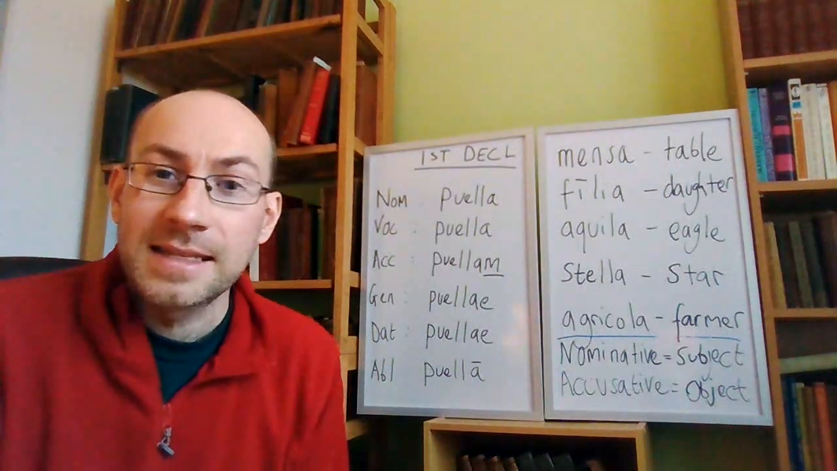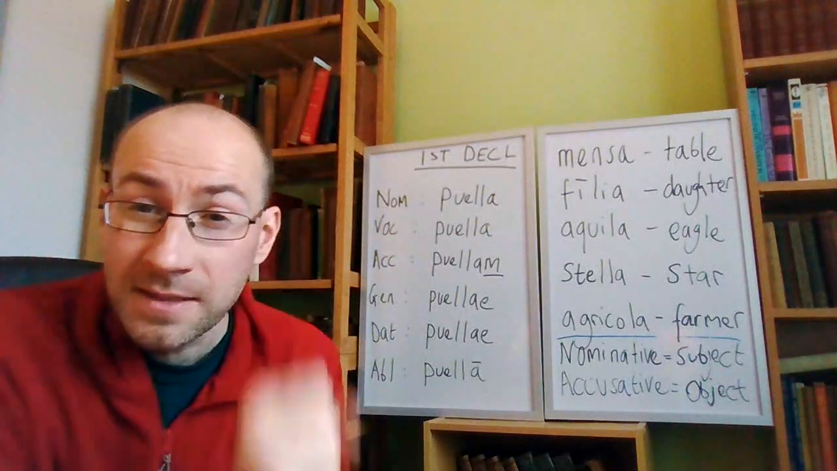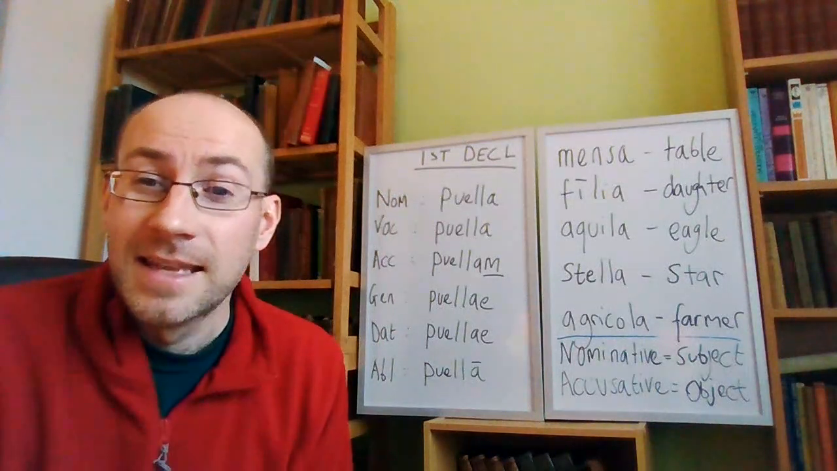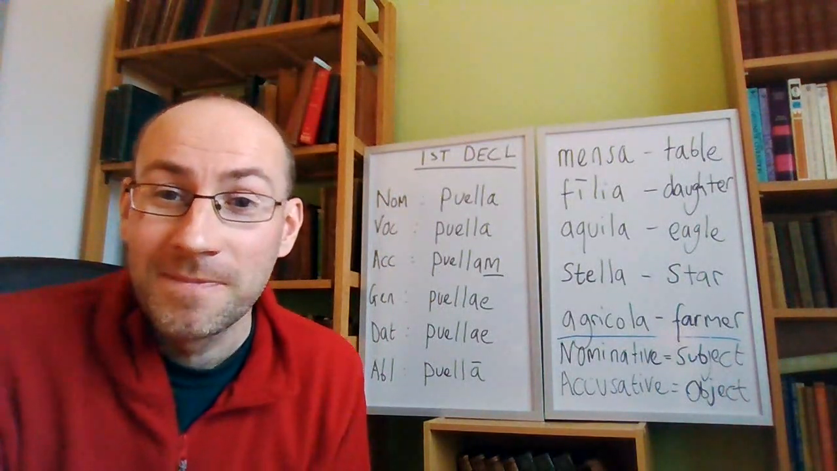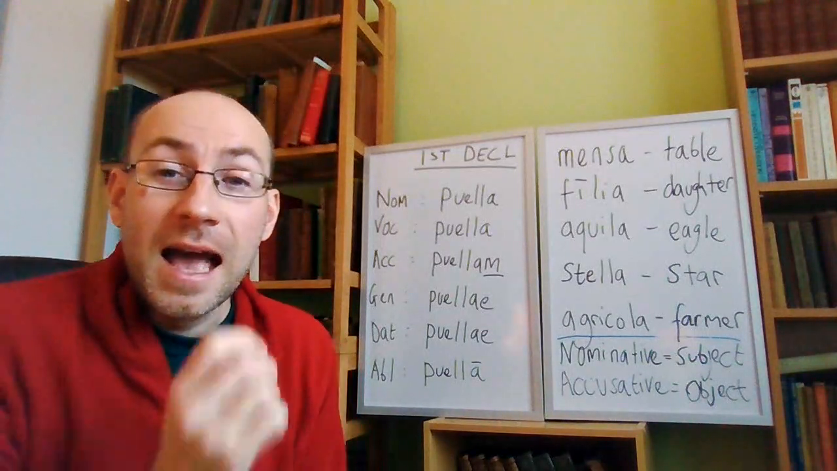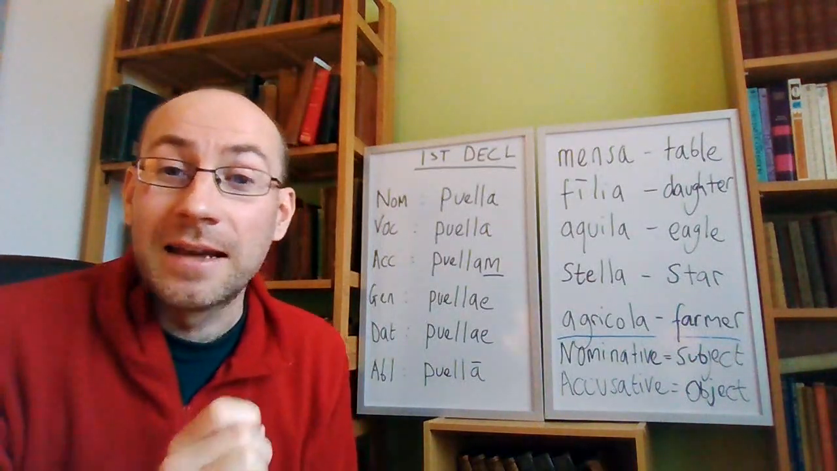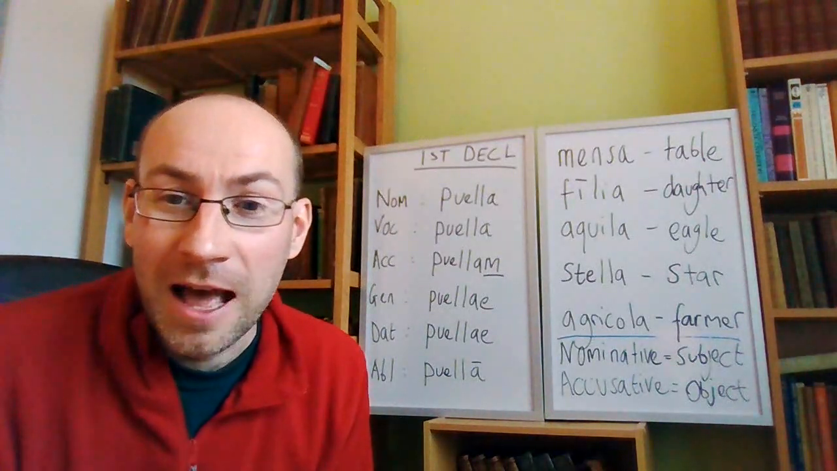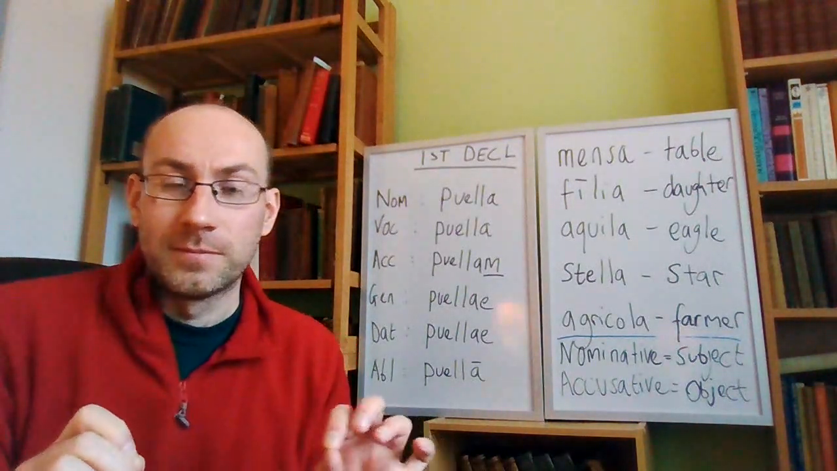Stella, stella, stellam, accusative. I see the star. I love the star. Stellae, stellae, stella. Let's do farmer. Agricola, agricola, agricolam. Agricolae, agricolae, agricola. Beautiful. Wonderful.